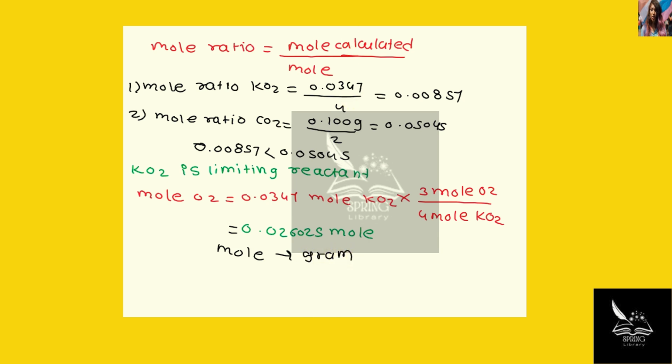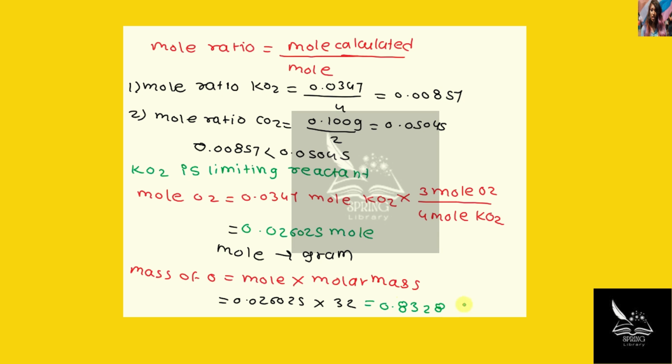Therefore here the mass of oxygen is equal to mole into molar mass. Now here we put the value in this formula: 0.02625 into molar mass 32, and by calculation we get 0.8328 gram, and this is our solution.